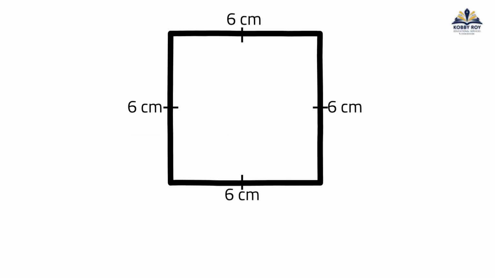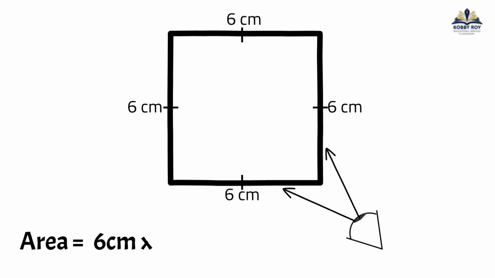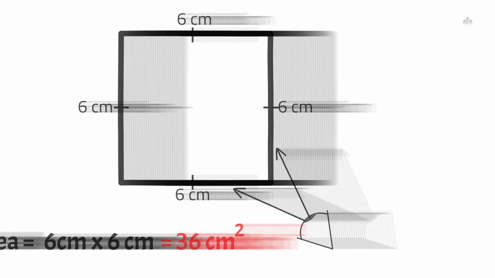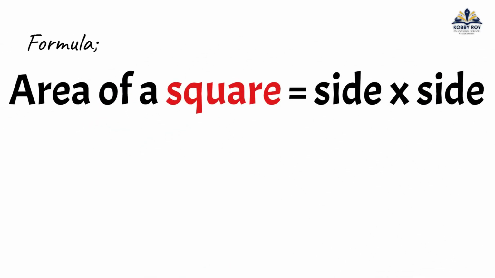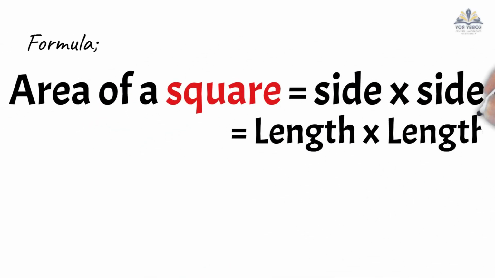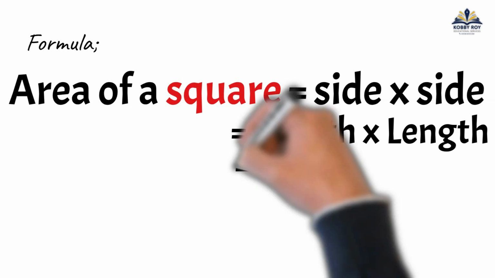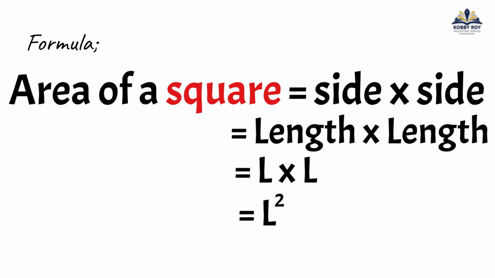For our square, as used earlier on, we multiply its two dimensions, that is, side by side, 6 centimeters times 6 centimeters, which equals 36 square centimeters. That is its area. Area of a square, therefore, equals side times side, or area equals length times length. This can further be simplified as area equals L times L, or L squared.